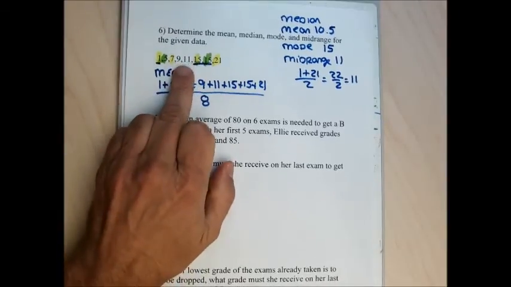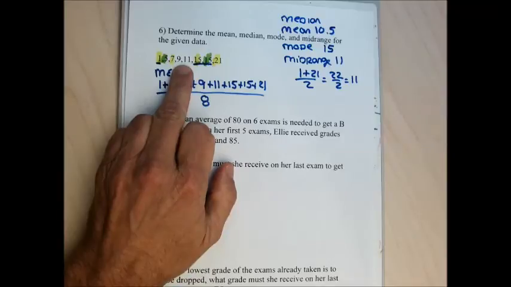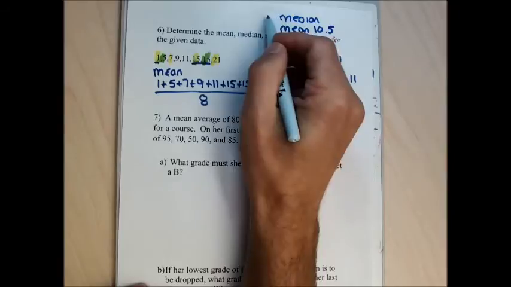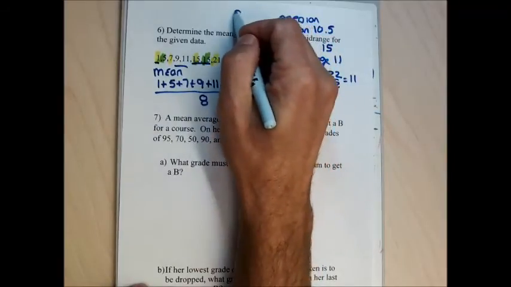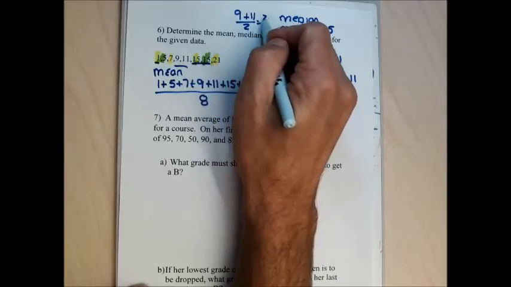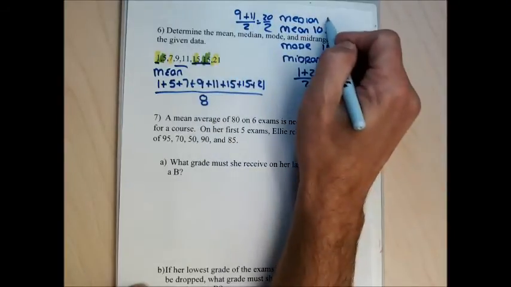Here, if I was going to cancel the next two, I wouldn't have any numbers left, so I can't cancel. Again, my median is just going to be the average of these numbers. So my median for this is going to be this 9 plus 11, which is the two middle numbers, over 2. That's going to be 20 over 2, which is going to be 10.